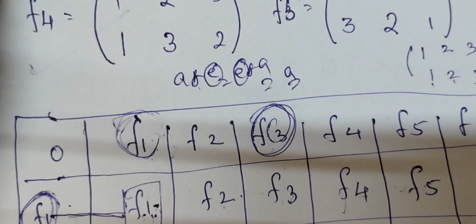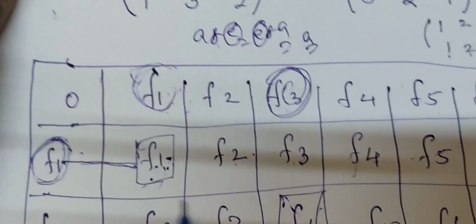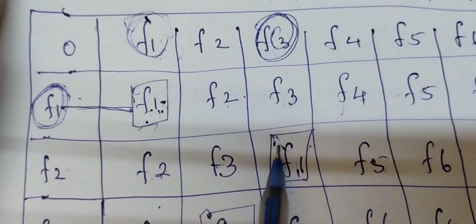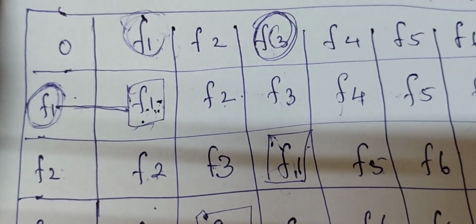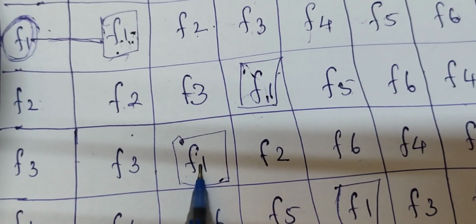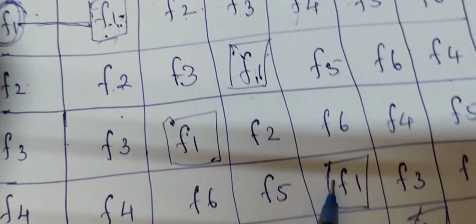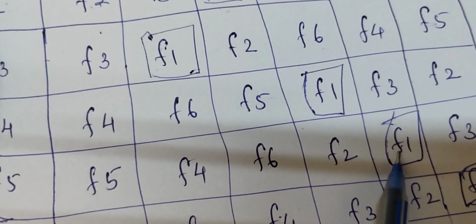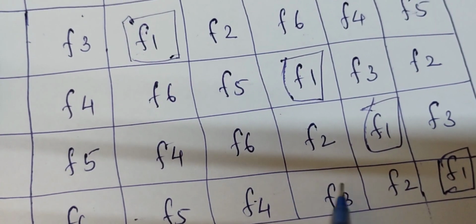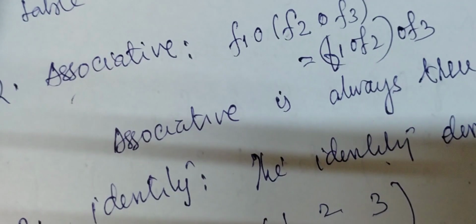So it is an easy way. F1 is in the first column, therefore answer is F1. Then for F2, that is F3. Then F1 is in the second column for F3, that is F2. Then F4, that is in the fourth column. And F5, that is in the fifth column. And F6, that is in the sixth column. So we can prove that each element has its inverse.